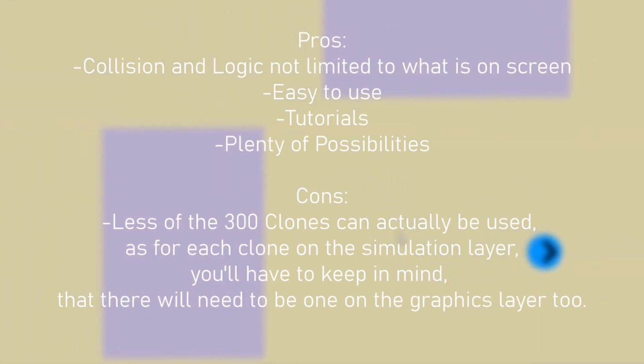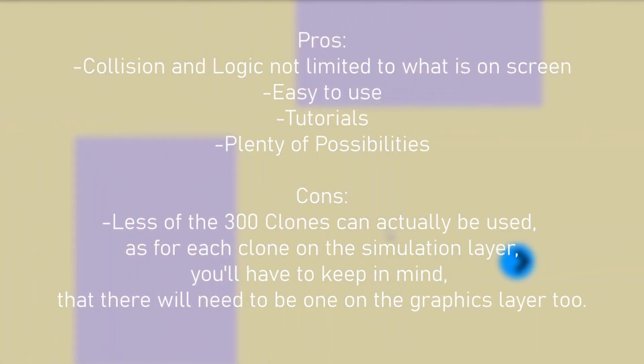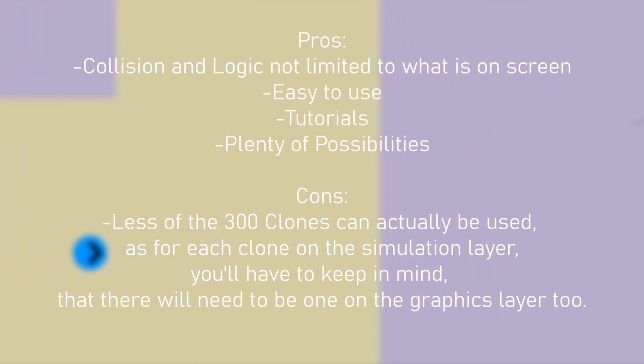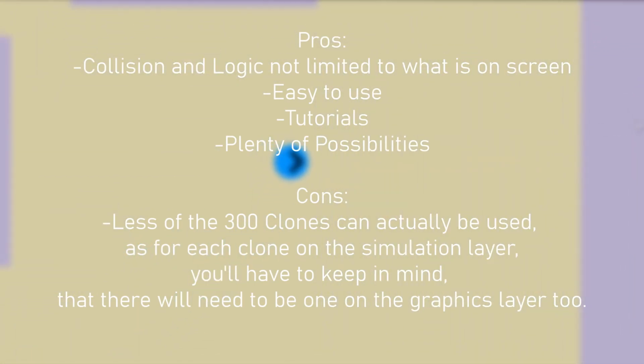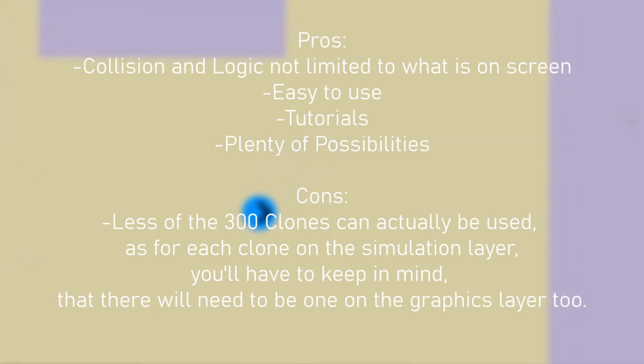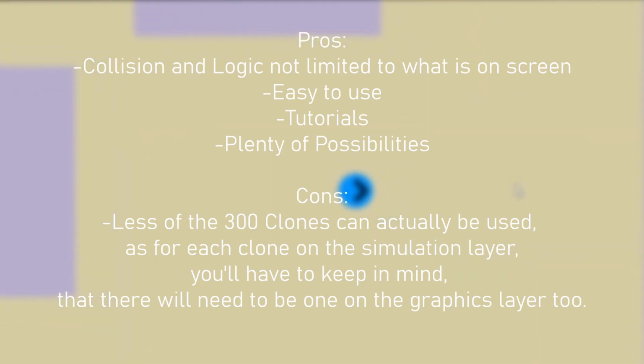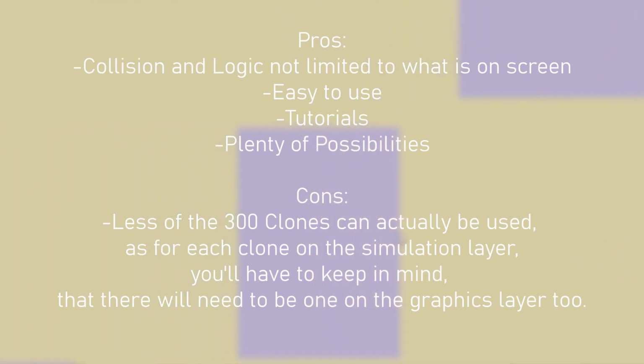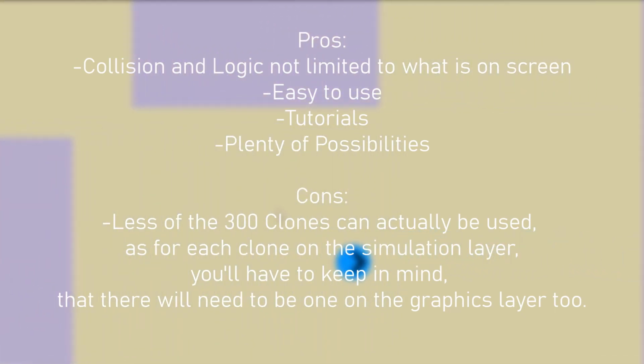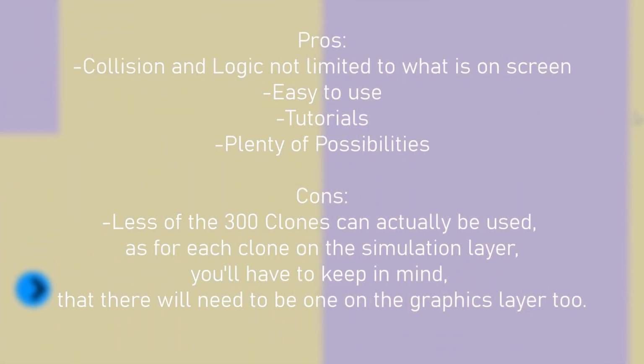The only con is that fewer of the 300 clones, which are the limit in Scratch, can actually be used, as for each clone on the simulation layer, you'll have to keep in mind that there will need to be one for the graphic layer too. So when you, for example, have 10 units, then you need to account for 20 clones, as you will have 10 units on the simulation layer and 10 on the graphics layer.